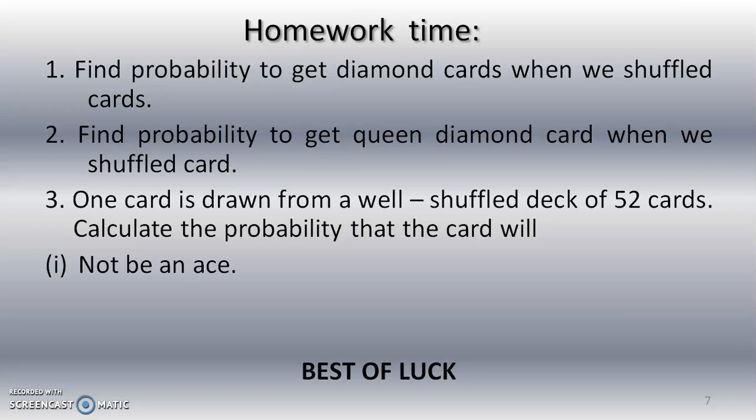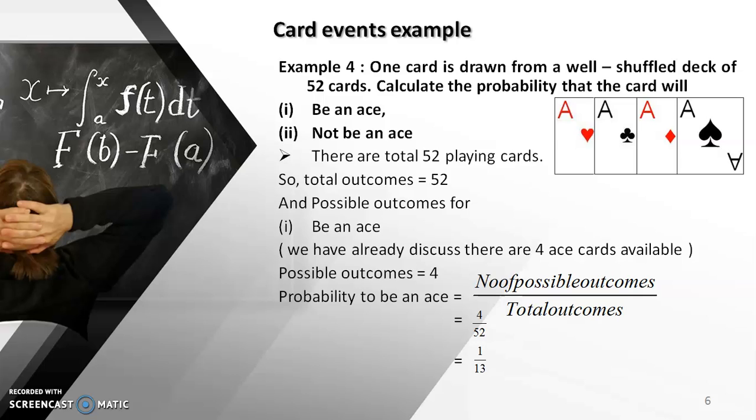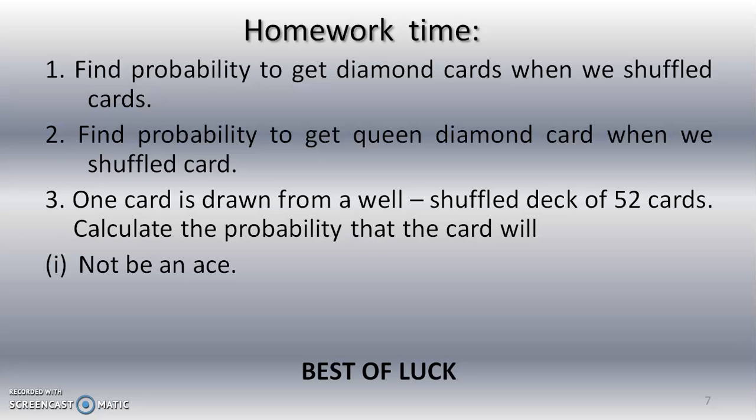First question is, find the probability to get a diamond card when we shuffle. Second, find the probability to get the queen of diamonds card when we shuffle. And the third question, which is already left in example 4, right? And I already gave you guidance, right? So one card is drawn from a well-shuffled deck of 52 cards. Calculate the probability that the card will not be an ace.